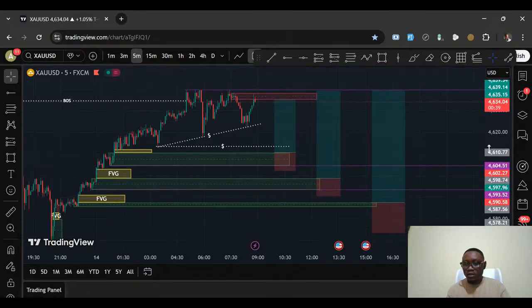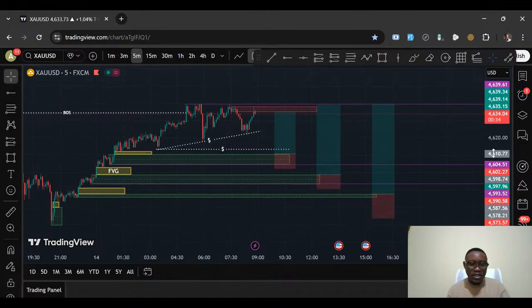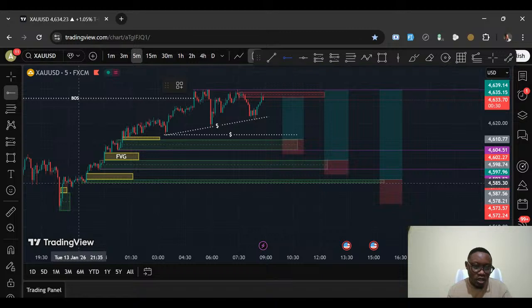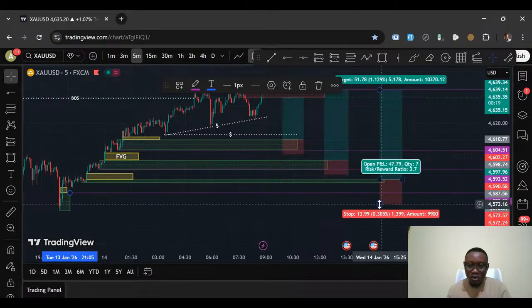As you can see, it's very, very impressive. Again, for the SL, we are going to place our SL slightly below this level. For me, I will place the SL right here because there's an order block here. So I'll place the SL slightly below the order block.